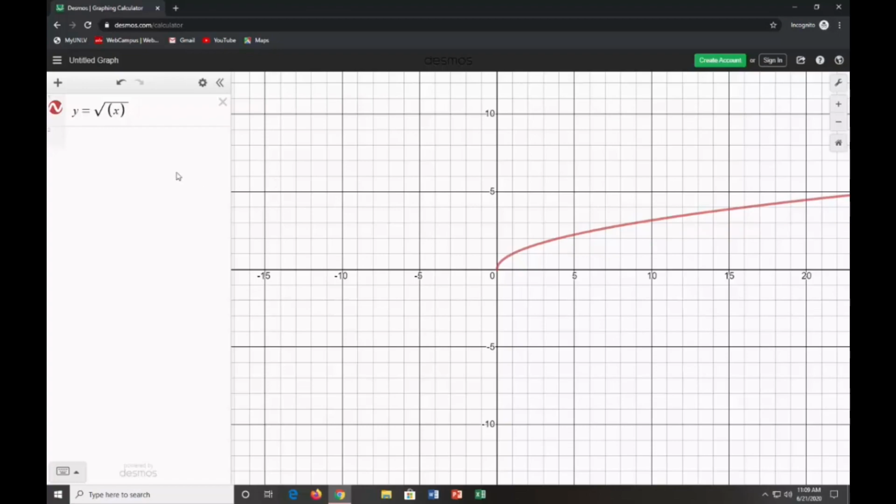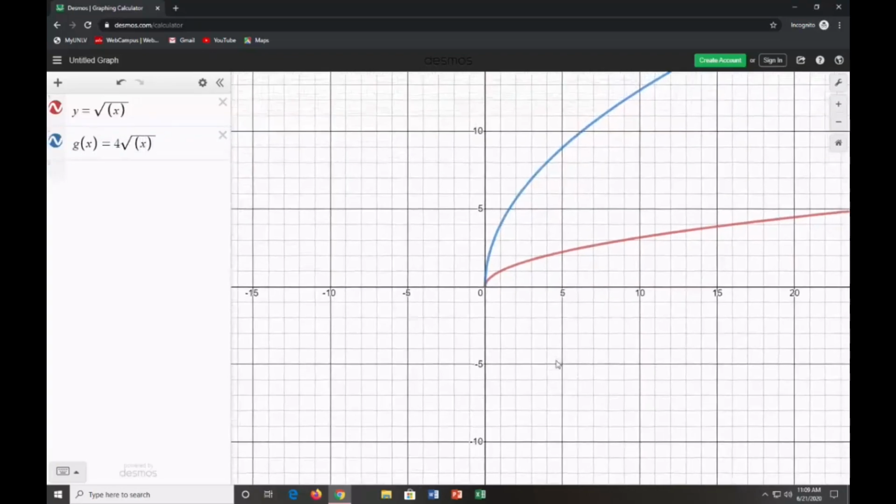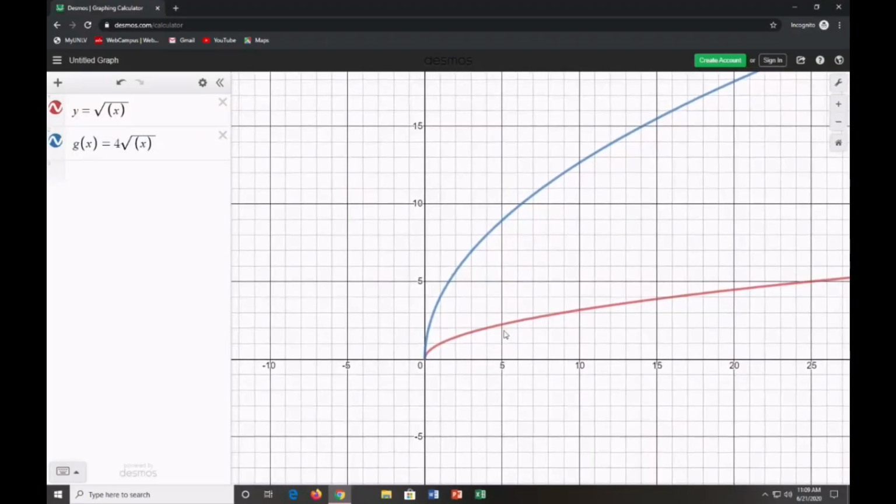There's no transformation here. Now let's transform this by saying g of x is equal to, let's give it a coefficient higher than 1, 4 times square root of x. Look at the blue curve. It's stretched because that number 4 is larger than 1. Look how it stretched this graph, the red one, into the blue one. Those points are stretched towards the y-axis. This is what I was talking about when we were on the paper explaining this.